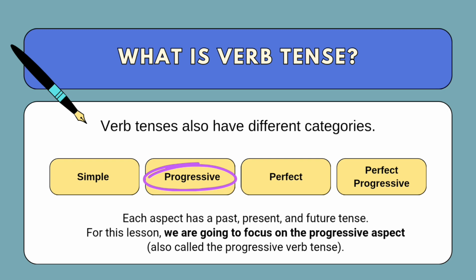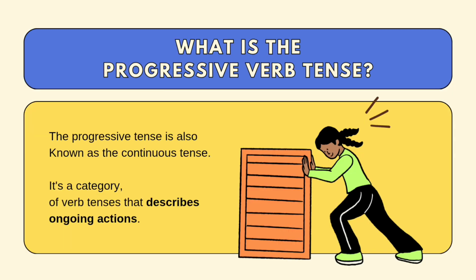Verb tenses also have different categories or aspects, including simple, progressive, perfect, and perfect progressive. Each aspect has a past, present, and future tense. For this lesson, we are going to focus on the progressive aspect, also called the progressive verb tense. Now let's discuss today's topic. What is the progressive verb tense?